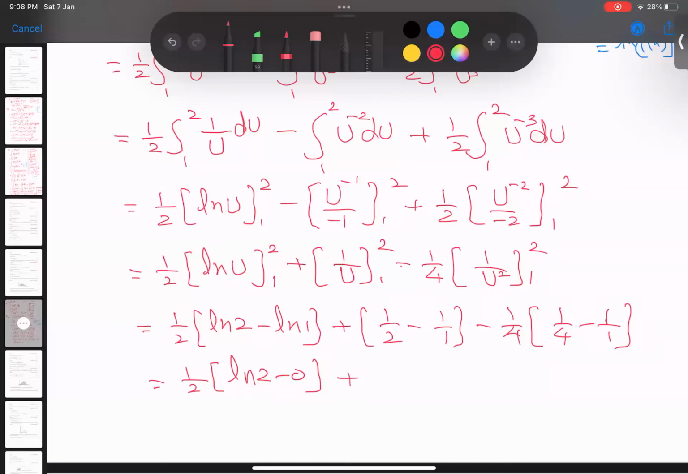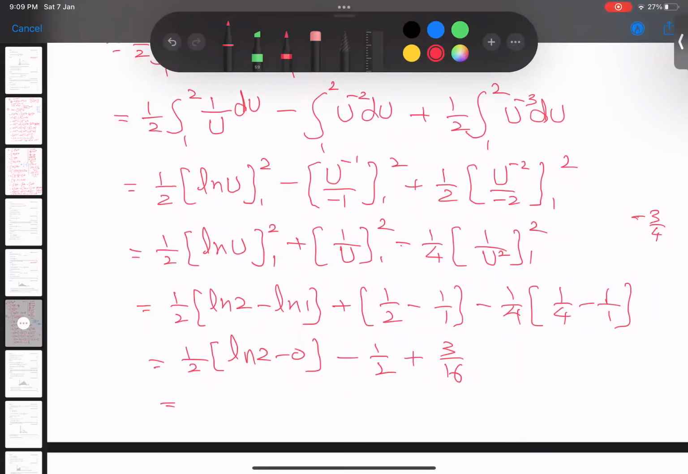Here, if I take LCM, it becomes -half. And what about this? Here this is becoming -3 by 4 into -1 over 4. So I get here negative plus 3 by 16. And this, I get half ln 2. Okay. And here take LCM. So 8 to 16 out of 8, 3 gone, so 5. So minus 5 over 16.